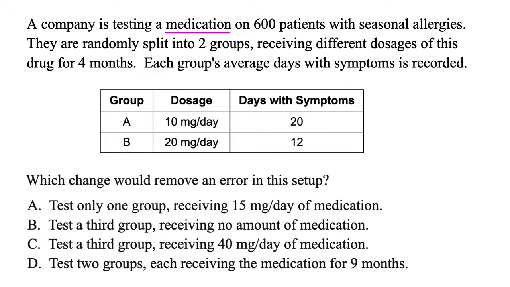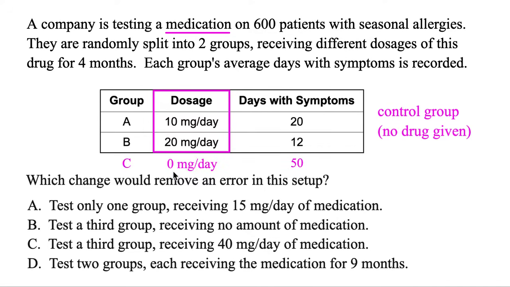Whenever you're given a question about a medication or a drug that's being given in different amounts like this one here, you'll always want to test a group that doesn't receive the drug, and that's called the control group. So that's what we need here. We've got two groups taking this medication. We want to add a third group that doesn't take the medication, because that's the only way to find out if the drug is effective, is by comparing it to the group that didn't receive the drug.